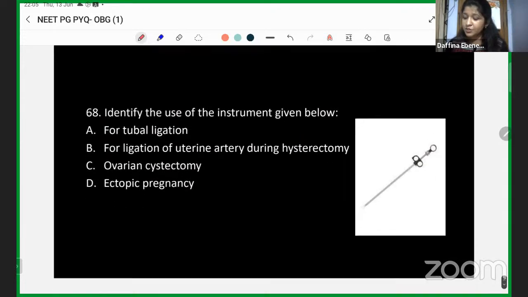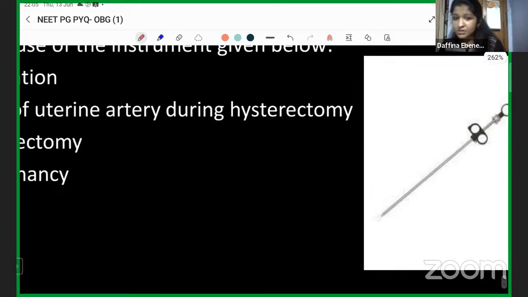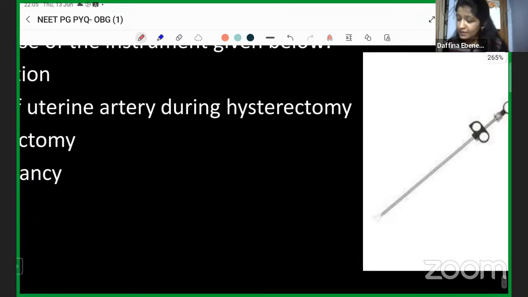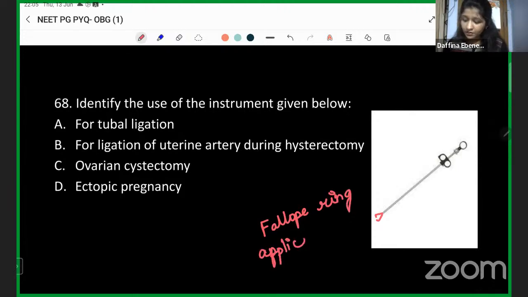Identify the use of the instrument given below. I don't know if you're able to see the edges. So this is your Falope ring applicator. It basically has two edges like this. Okay, so your Falope ring applicator. So where do you use this Falope ring applicator? It is used for tubal ligation. Okay.